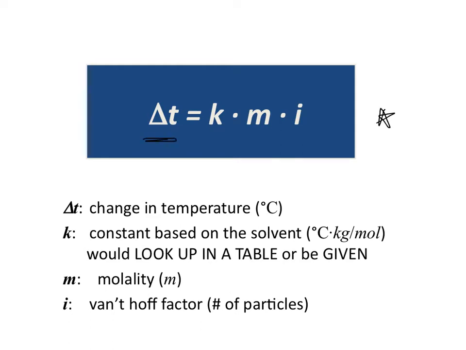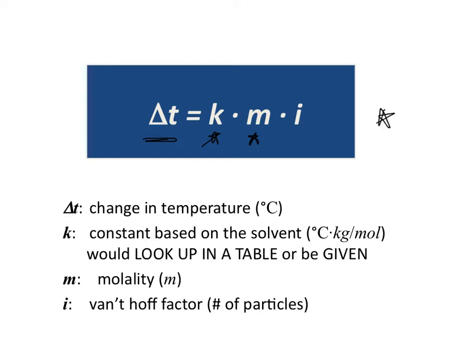Okay, so this delta T represents the change in temperature. It does not represent the new boiling point or the new freezing point. It just represents the amount of change that's going to occur. K is a constant, and it's based on the solvent that's being used. So you're going to either look this value up or it's going to be given to you in the problem. M is your molality. And recall that molality is the moles of your solute divided by the kilograms of your solvent. And you would do that calculation to get your M value.